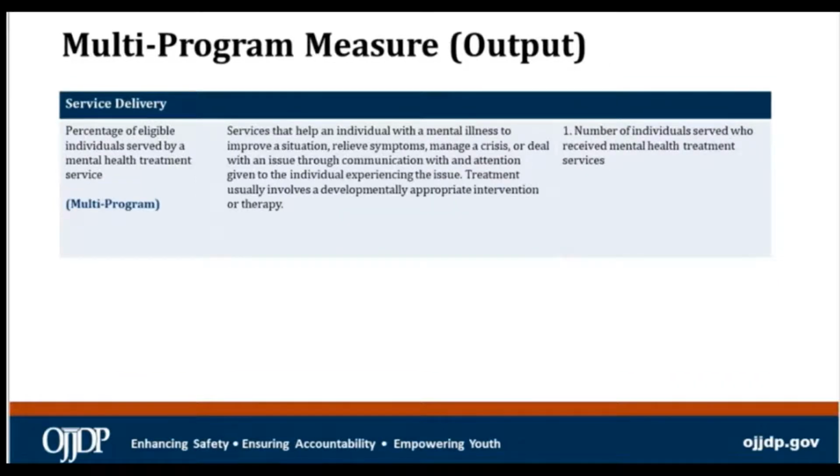Percentage of eligible individuals served by a mental health treatment service is a multi-program service delivery output measure. Mental health treatment services are services that help an individual with a mental illness to improve a situation, relieve symptoms, manage a crisis, or deal with an issue through communication with and attention given to the individual experiencing the issue. For this measure, you will simply report the number of individuals served who received mental health treatment services.